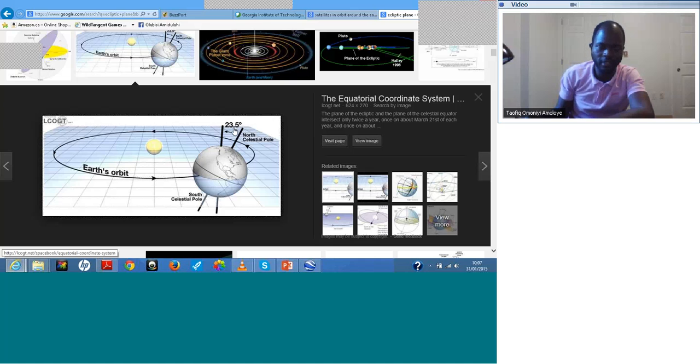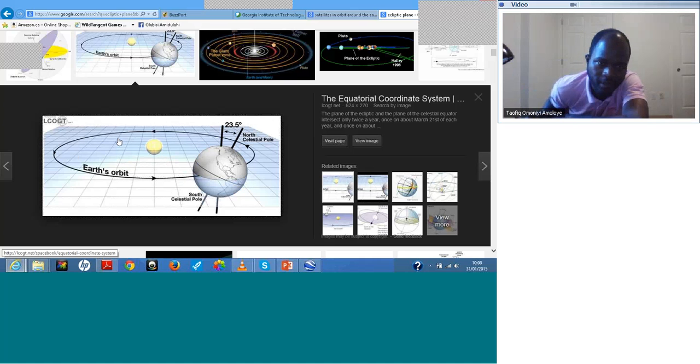23.5 degrees. So if the equatorial plane and the ecliptic plane were to align and be parallel, that means the North Pole would have moved to this direction, and the equatorial plane there would just be on the ecliptic plane. So the equatorial plane is different from the ecliptic plane.